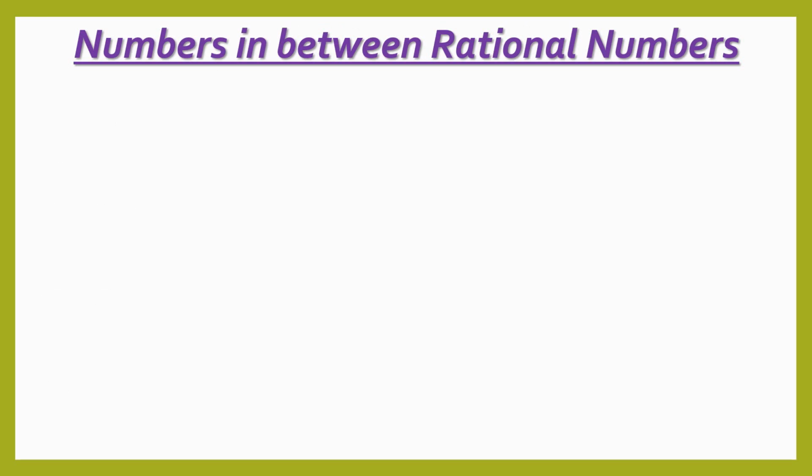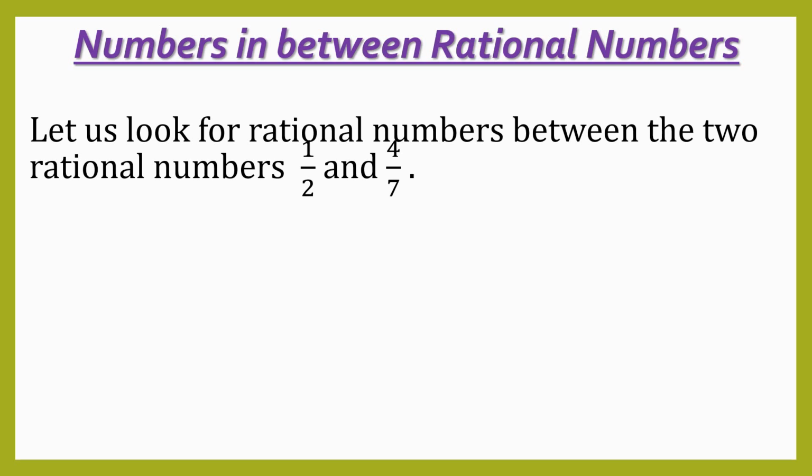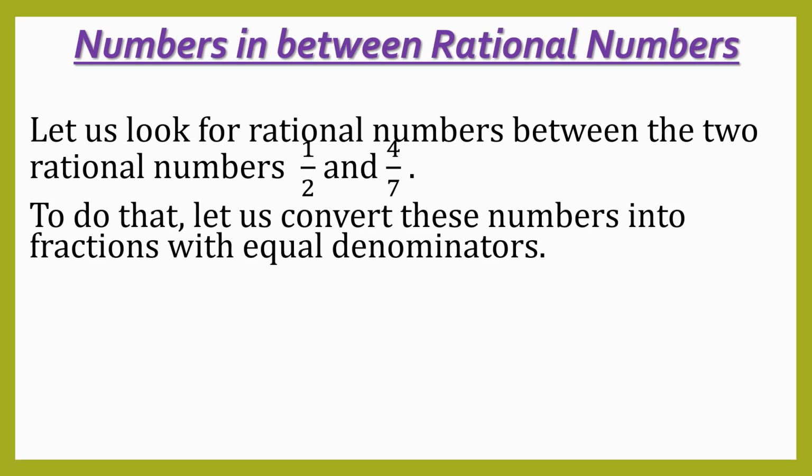Let us start with the next topic, that is numbers in between rational numbers. Now let us look for a rational number between the two rational numbers 1 upon 2 and 4 upon 7. To do that, let us first convert these numbers into fractions with equal denominators. As you can see, 1 upon 2 and 4 upon 7 both have different denominators. So first we need to convert these different denominators into equal denominators, and then we can proceed further.